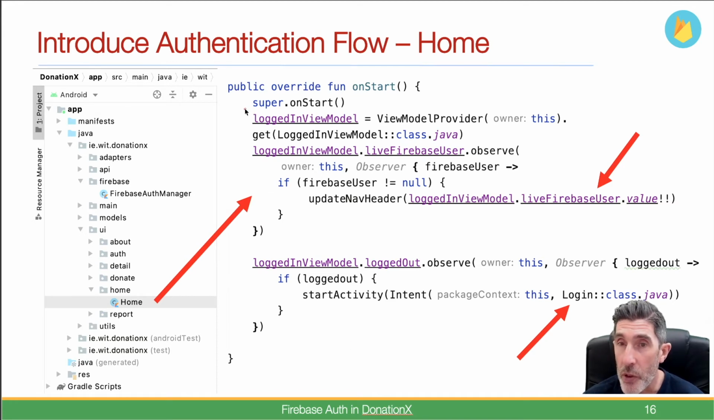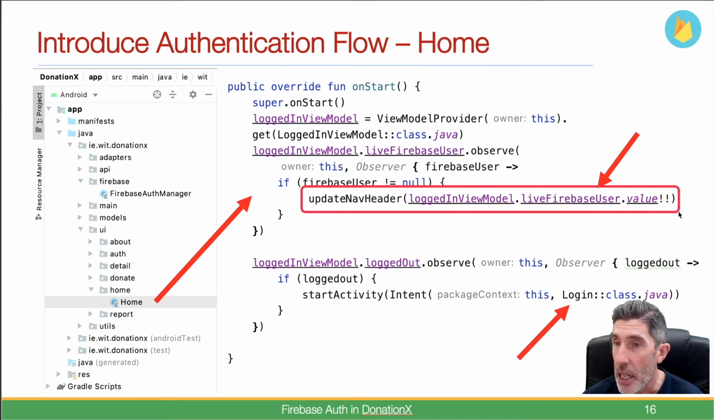But same as before, we want to make sure that only an authenticated user can access the home screen, so that there's not some way of trying to bypass the login and access the home screen without being properly authenticated. So we bind to our view model instance. We observe the live Firebase user of that, and if that Firebase user is not null, so if we do have a Firebase user instance, in this case authenticated, with a validated email, we call update nav header, passing in the live Firebase user.